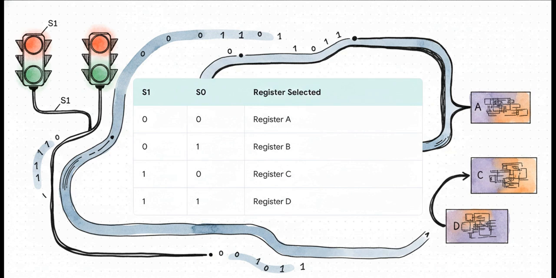Just look at this table. By sending a specific combination of just two signals, S1 and S0, the system can pick out exactly which register gets to speak. A 0-0 signal opens the gate for register A. Flip that to a 0-1, and now it's register B's turn. It's a simple, elegant, and just incredibly efficient way to handle addressing.